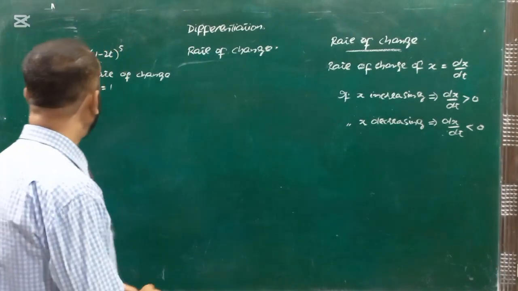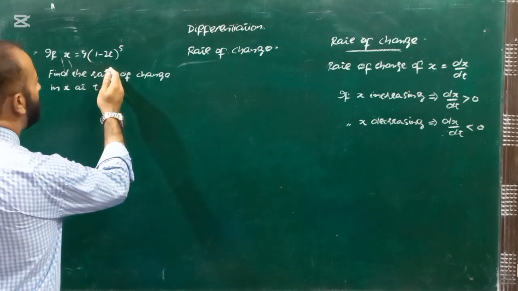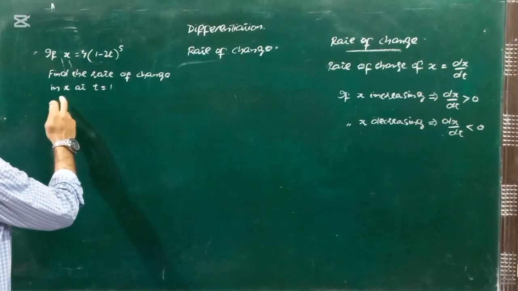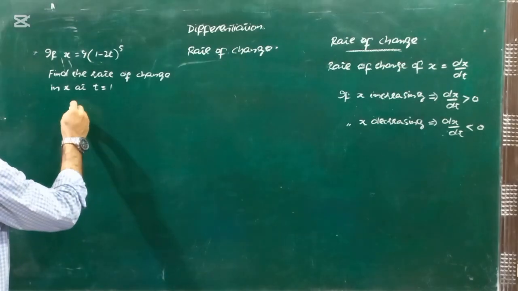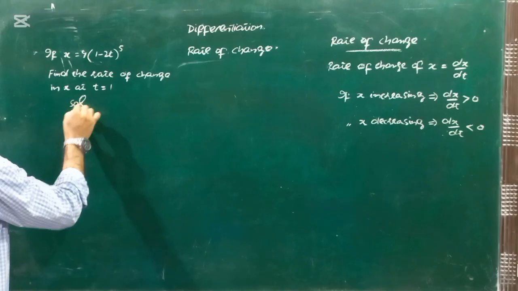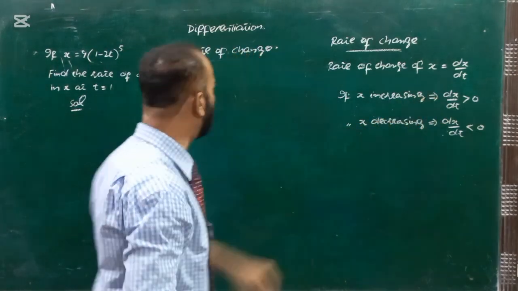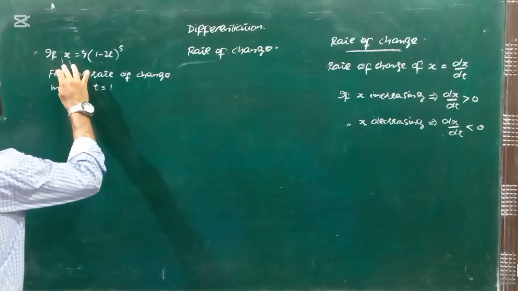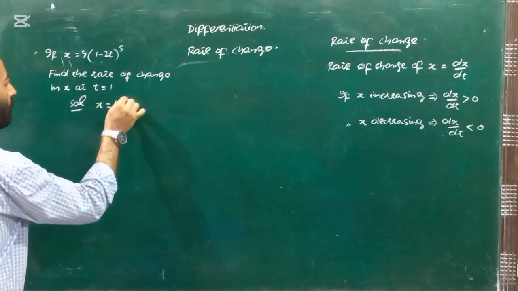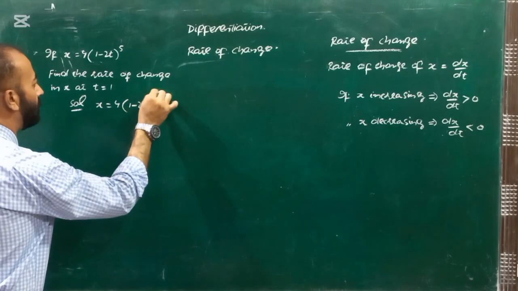Here is a question now. If x is equal to 4 into (1 minus 2t) whole raised to power 5, find the rate of change in x at t is equal to 1. So look now, solution is: rate of change is actually dx over dt, so it means we have to differentiate this equation. The equation is x is equal to 4(1 minus 2t)^5.